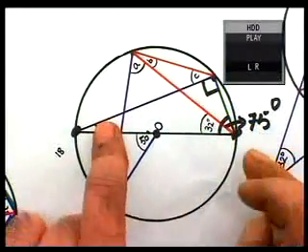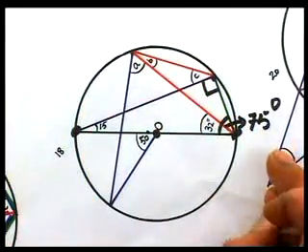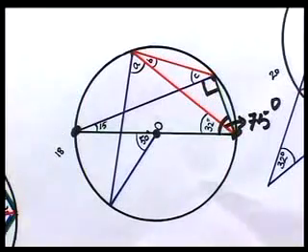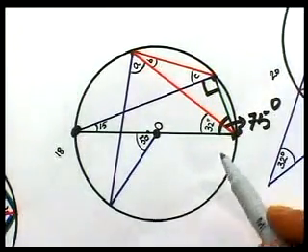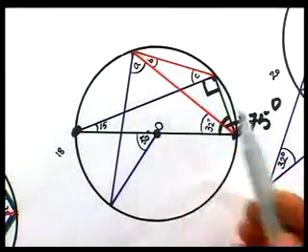Right, 75 there, because 75 add 15, you get 90. 90 add 90, 180. So it's a 15 and 75, those two. Now we are left with A, we are left with B, we are left with C.